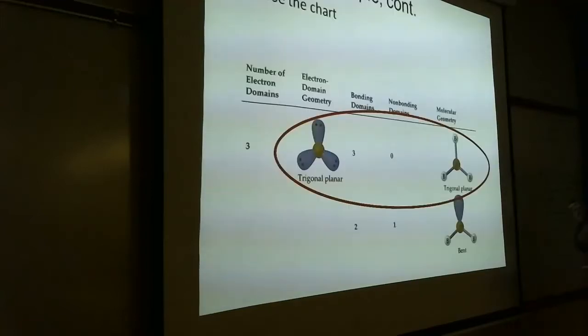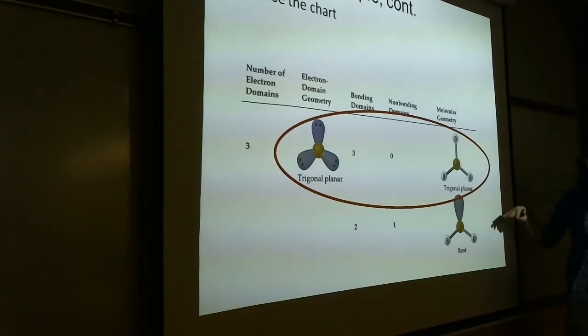Okay, let's look at our handout. What is the electron domain geometry? Trigonal planar, right? Planar means flat, by the way. Planar means flat, like this piece of paper is flat. Okay, trigonal planar. So that's the electron domain geometry.